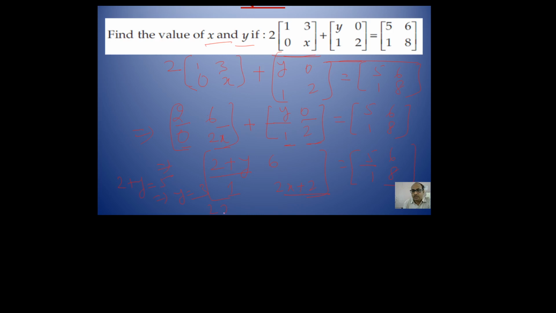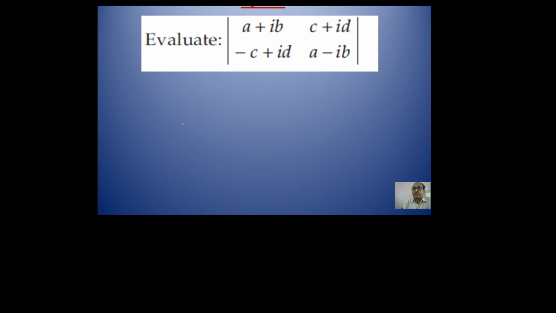Similarly 2x plus 2 is equal to 8, and this gives us 2x is equal to 8 minus 2, which is equal to 6. Cancelling this 6 with 3, x equals 3. So our answer has become x equal to 3 and y is equal to 3. Okay, let us move to the next slide.